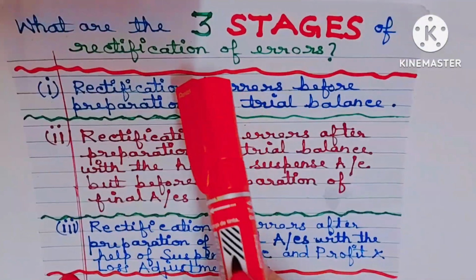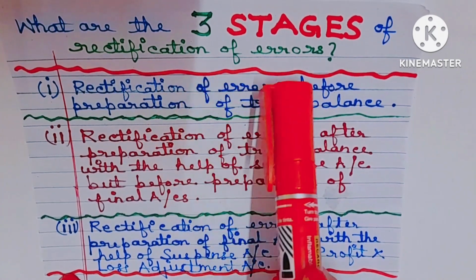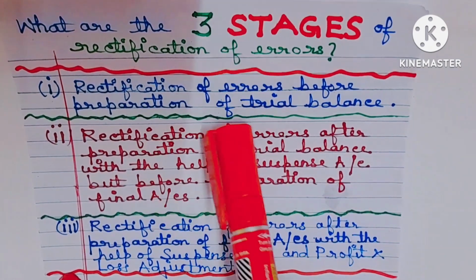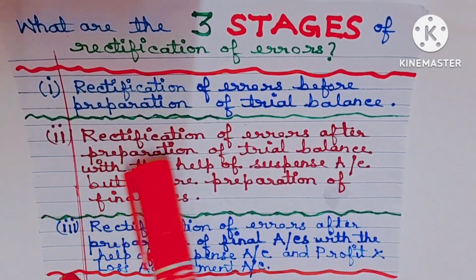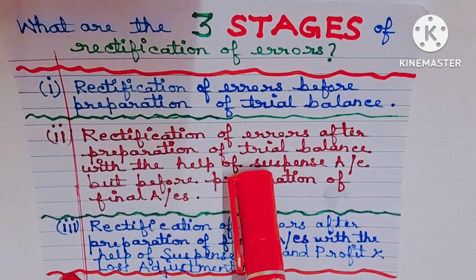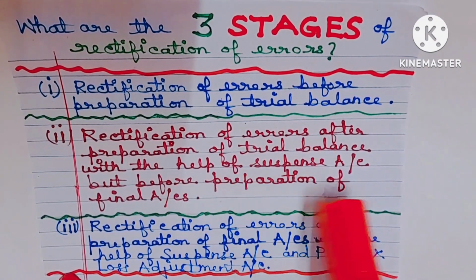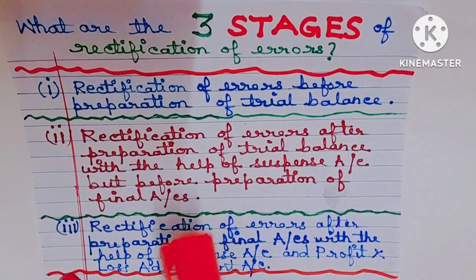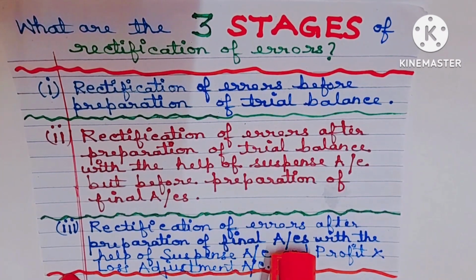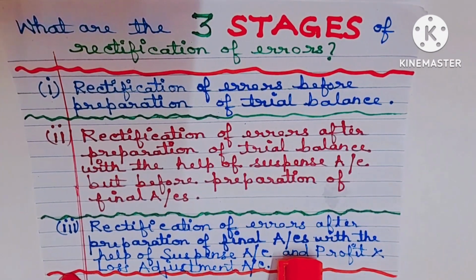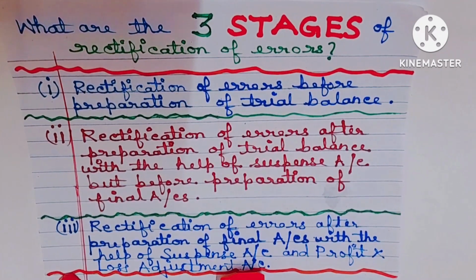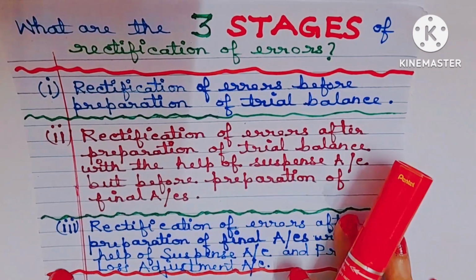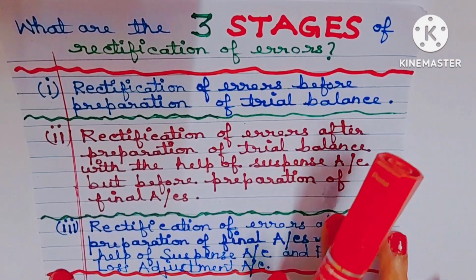Understood? Now, what are the 3 stages of rectification of errors? Number 1, rectification of errors before preparation of trial balance. Number 2, rectification of errors after preparation of trial balance with the help of suspense account but before preparation of final accounts. Number 3, rectification of errors after preparation of final accounts with the help of suspense account and profit and loss adjustment account. Now let me discuss all the 3 stages in detail.